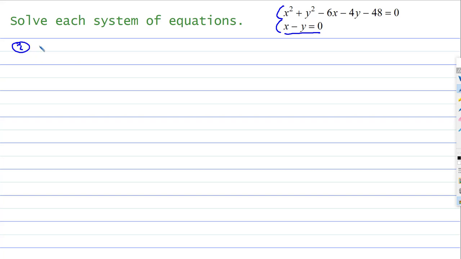So I'm going to take equation 2, and we'll write it down. x minus y is equal to 0. My goal is to get one of the letters by itself. Well, I'm going to get x by itself by moving y over.